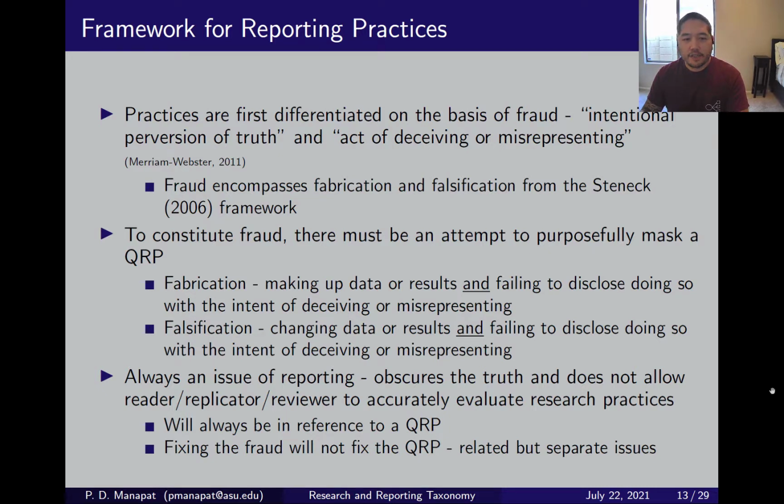So we define fabrication as making up data or results and failing to disclose doing so with the intent of deceiving or misrepresenting. And similarly, falsification is changing data or results and failing to disclose doing so with the intent of deceiving or misrepresenting. So this is always an issue of reporting because it obscures the truth and does not allow the reader, replicator, or reviewer to accurately evaluate research practices. So fraud will always be in reference to a QRP. And a note here that fixing the fraud, though, will not fix the QRP. These are related but separate issues.